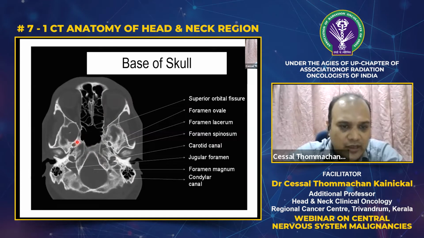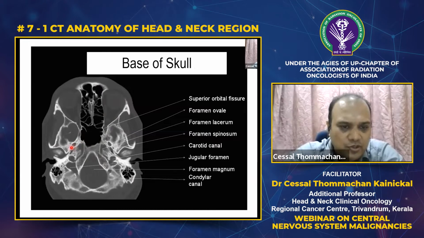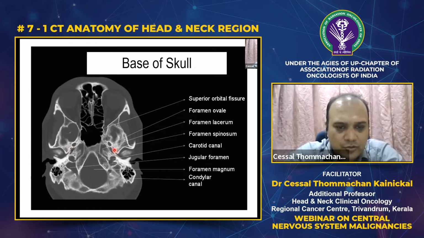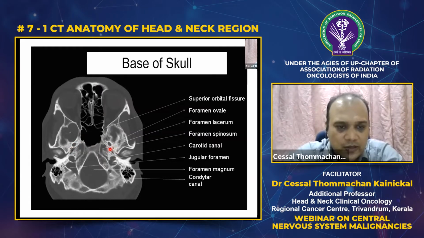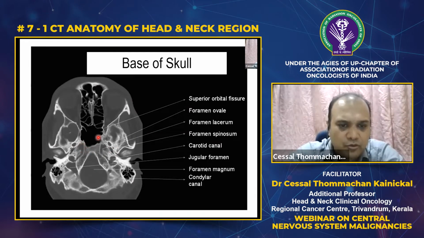This is the foramen ovale here. Posterior to that, you have the foramen spinosum on this side. Then you have the other foramina. This is the foramen rotundum; I will show you later. This is the foramen lacerum.